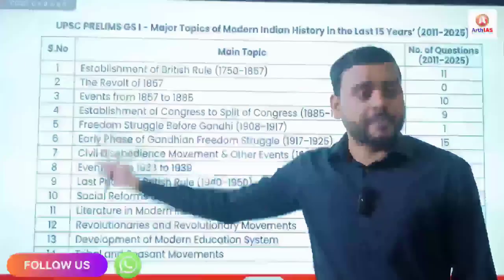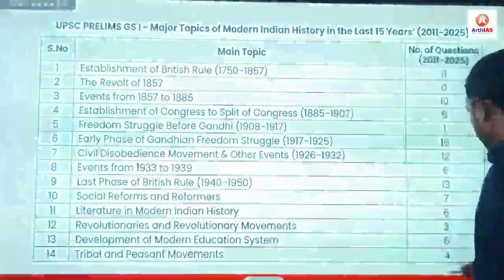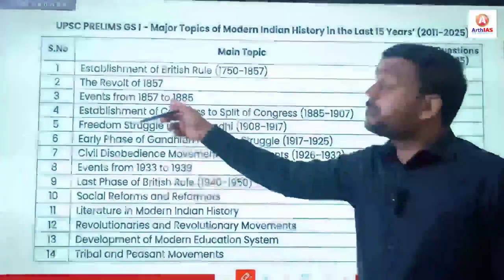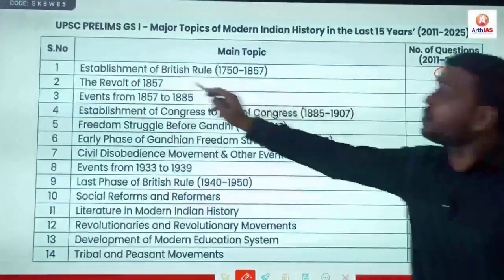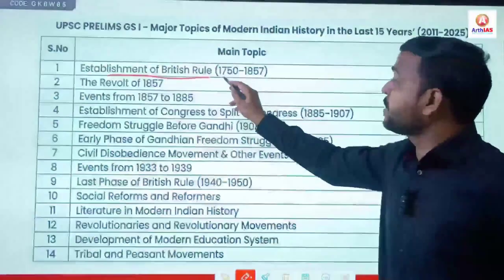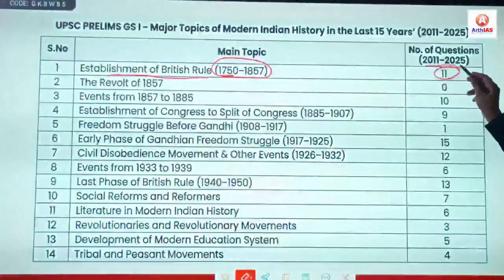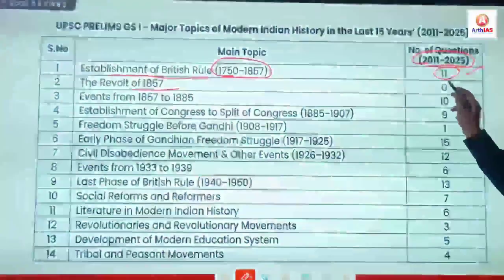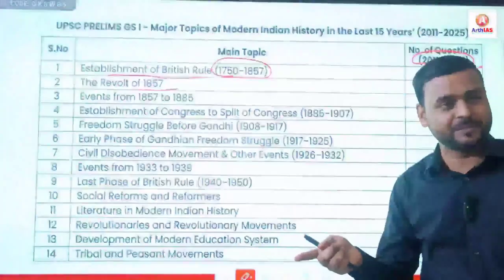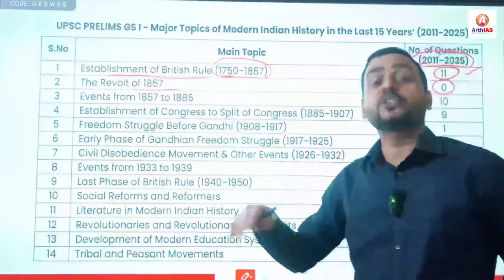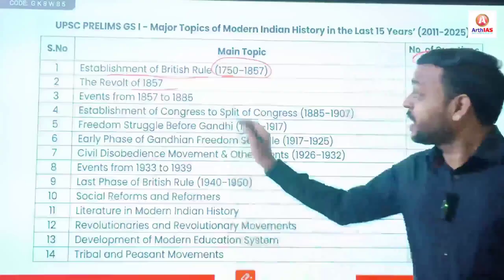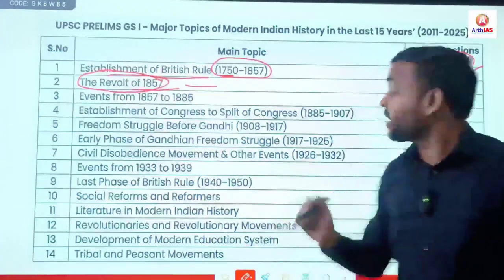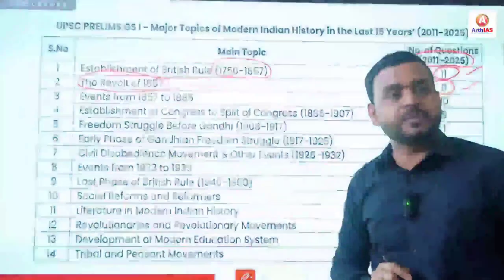Now let's see the major topics that are repeated every year. I have mentioned the total number of questions asked in the last 15 years here. For establishment of British rule, 1750 to 1857, from 2011 to 2025, 11 questions have been asked. Revolt of 1857: till date, no question from this topic. But you can expect it this year or in upcoming years. This topic is important. Those questions have not been asked, but there are expectations that a question may be asked.